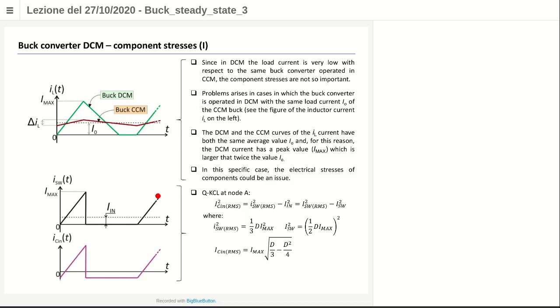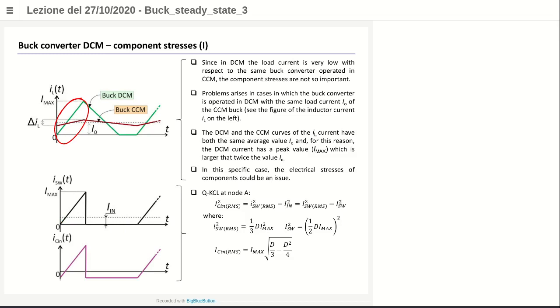But if you understand the operation of the CCM, you can find out all the parameters to design a DCM buck converter. You can operate in the same way we did for the CCM. For example, just a few examples. The switch current is the same as the inductor current when the switch is on. And the switch is on during T1, so during this time interval. So you can say that the switch current now has this behavior.